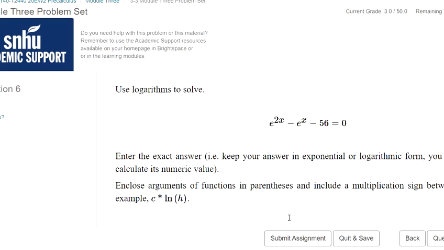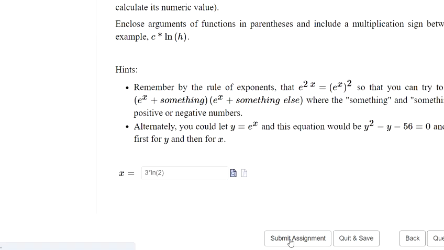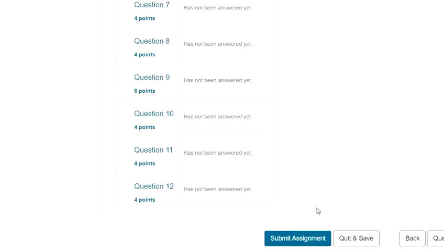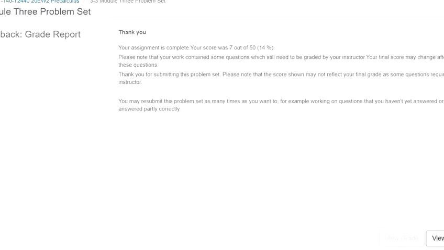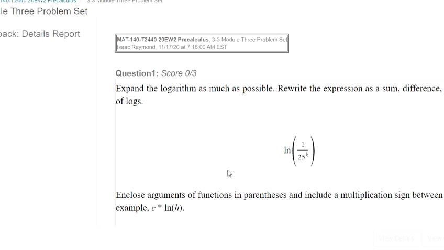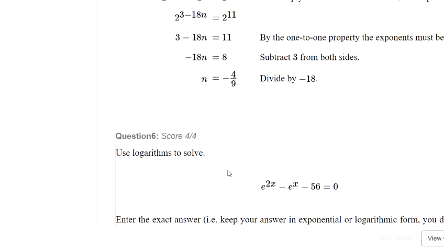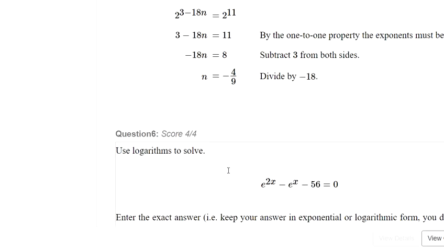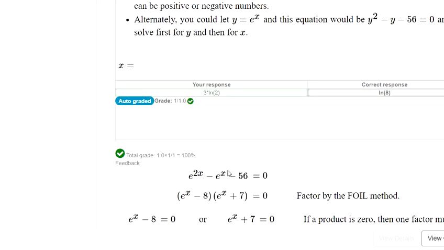Question 6. Okay. Let's make sure it likes that. Oh, I didn't even read the instructions. Maybe it said you're supposed to write as a decimal. Question 6. No, it likes that. Wait, no. Question 6. Yes, it does. Okay. 3 times natural log 2. Oh, it even said the unsimplified answer was okay too.